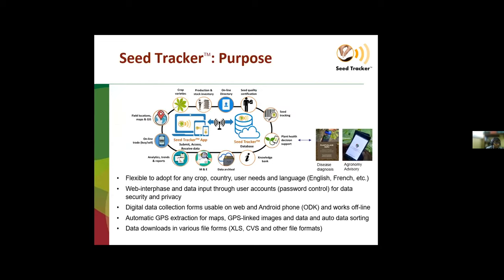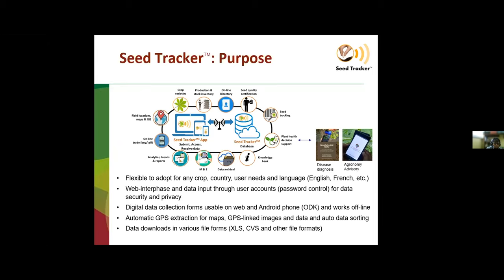Seed Tracker offers a variety of functionalities necessary for all value chain actors. The tool is easy to use, flexible, and adaptable to other crops and countries. It can be made available in multiple languages. For instance, Seed Tracker versions in English, French, Portuguese, and Swahili are already in use. It offers a variety of features necessary for seed users, including GPS capture, geographic maps, and map-based navigation. It is usable on any internet-enabled device and Android phone.